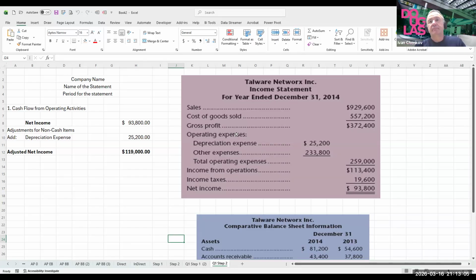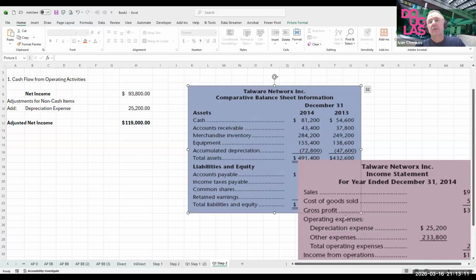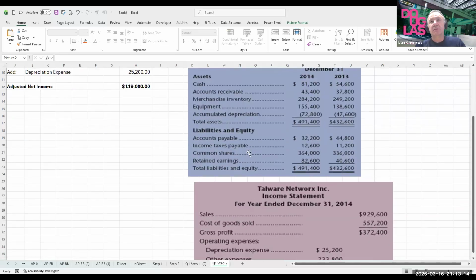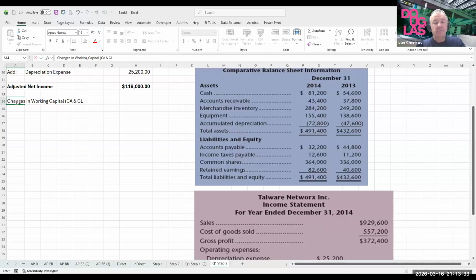On step two, I'm going to push down the income statement and bring up the balance sheet a little bit. On the balance sheet, I'm going to start chasing the changes in the working capital, which again is the current assets and current liabilities. Cash, we want to see through the cash flow what's happened with the cash. So in cash, we're not dealing with the cash.